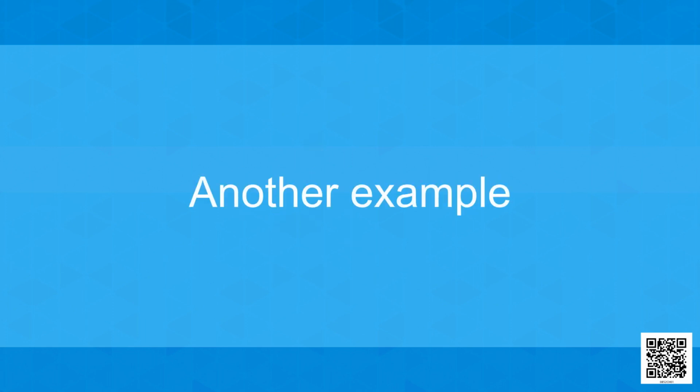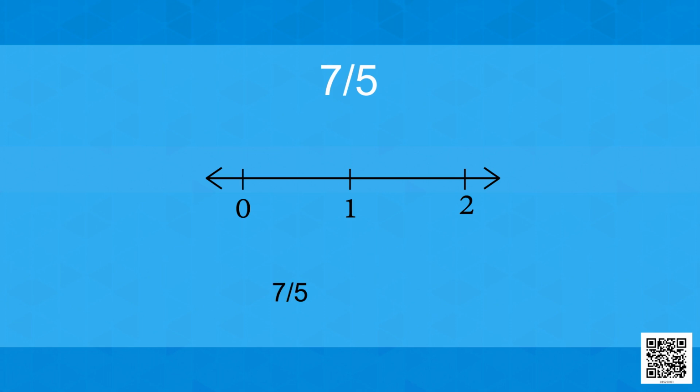Now let us do another example. Represent 7/5 on a number line. 7/5 is bigger than 1 and smaller than 2, so we will mark the point between 1 and 2. Children, can you tell me into how many parts we will divide the distance between 1 and 2? Yes, it is 5 parts, because the denominator of 7/5 is 5.